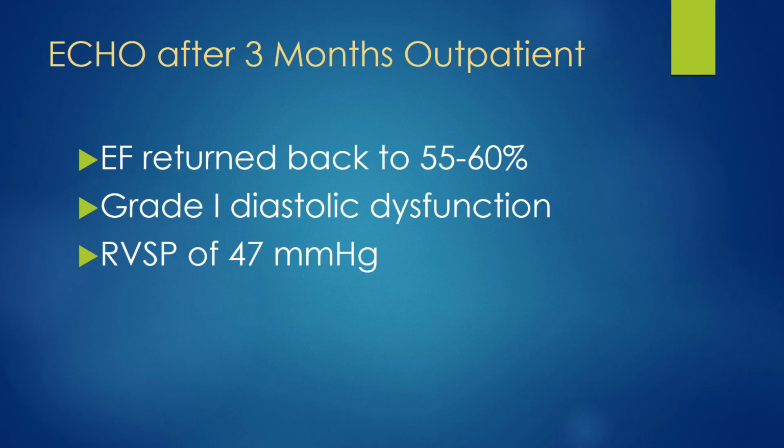Optimized medical therapy. The patient had an echocardiogram done after 3 months of PCI. The EF returned back to 55-60% with grade 1 diastolic dysfunction, and right ventricular systolic pressure was 47 mmHg.